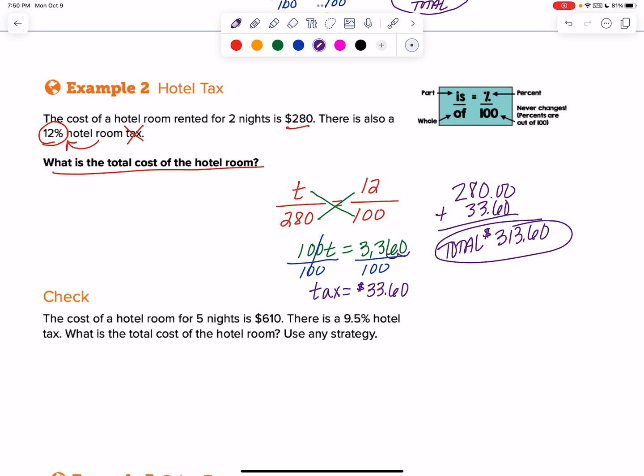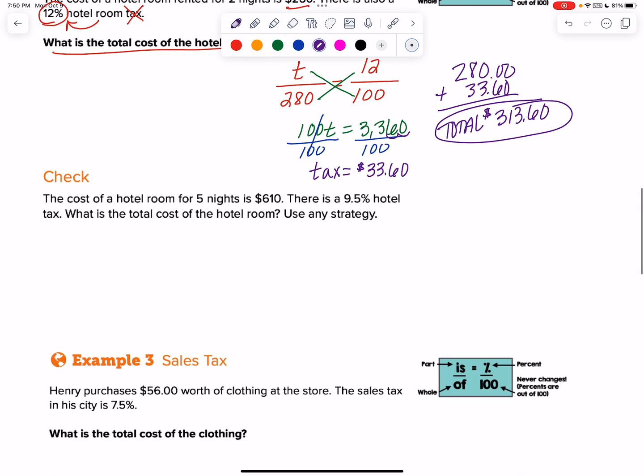Okay. All right. Let's go ahead and you can try this check, or if you just want to follow along with me, you can. Okay. All right. Here we go. Cost of the hotel room for 5 nights is $610. That's my whole. Notice I'm labeling things. It's good math strategy. There's my percentage. Okay. What is the total cost? So they do need us to add it on at the end. So let's go ahead and set it up.